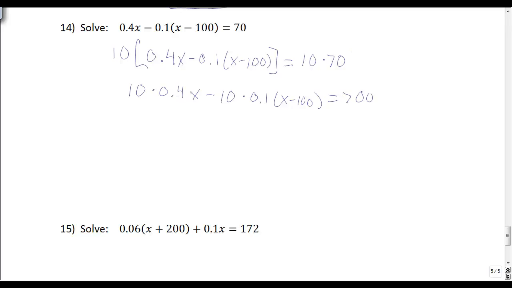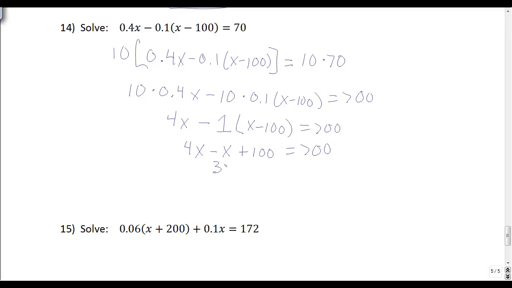Now, 10 times 0.4, I move this decimal point over. I get 4x. 10 times 0.1, well, that's just 1. Don't really need to write that, but you can. Equals 700, and now I need to work on this left-hand side. So I got rid of the decimal, and that was really my goal. So this is 4x minus 1 times x is minus x. Minus 1 times a negative 100 gives me positive 100. Negative times a negative, effectively.